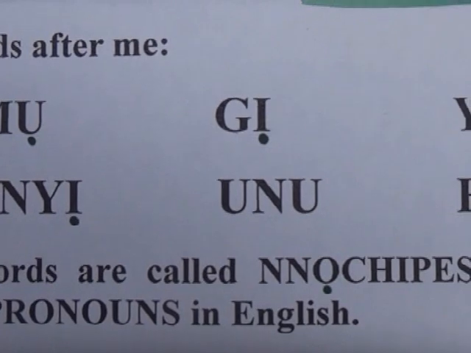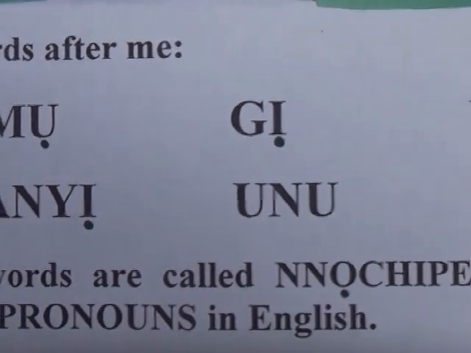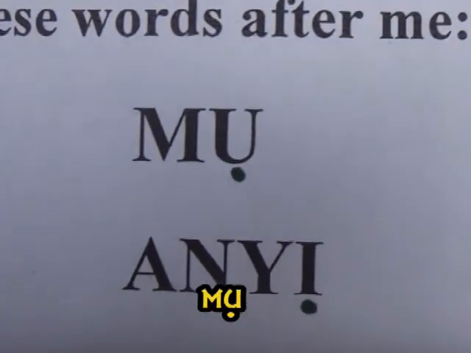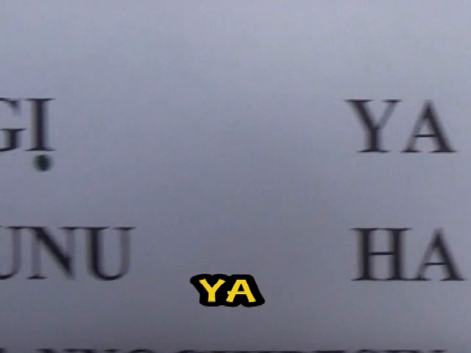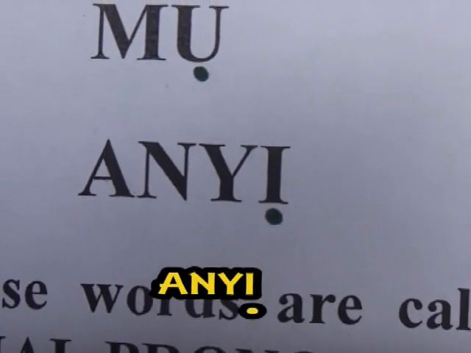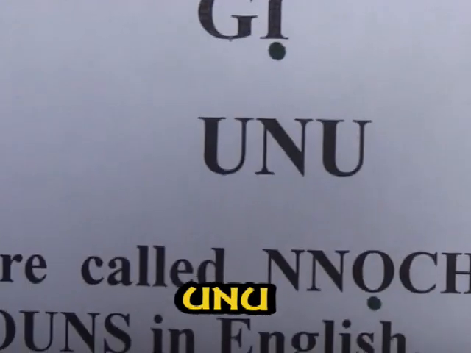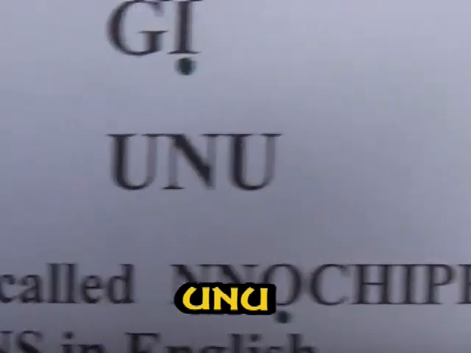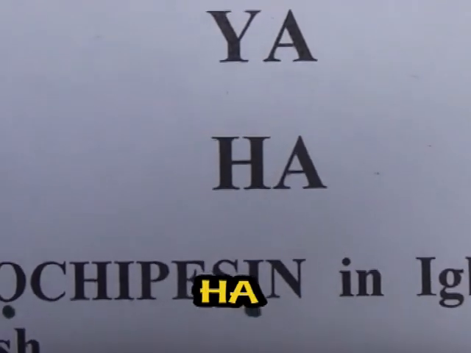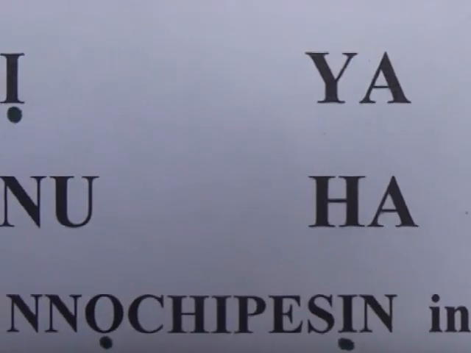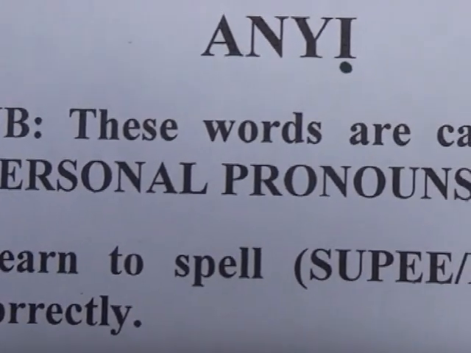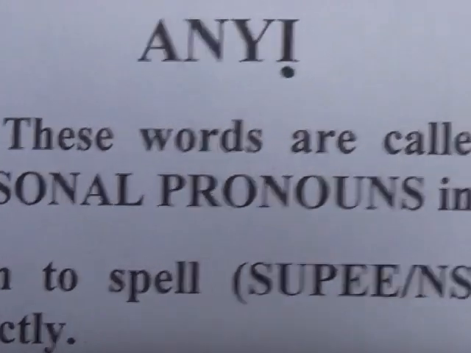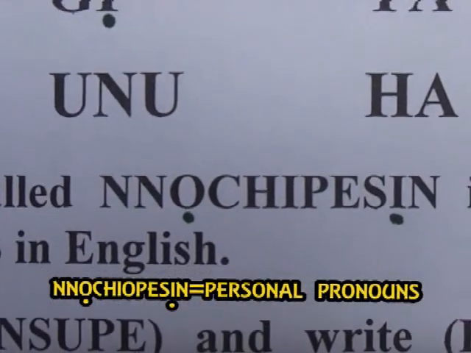I would like you to spell them and pronounce them after me. Me o mo, ge e ge, ye a ya, anye e anye, uni u unu, he a ha. These are called personal pronouns in English, but in Igbo they are called nnochi person.